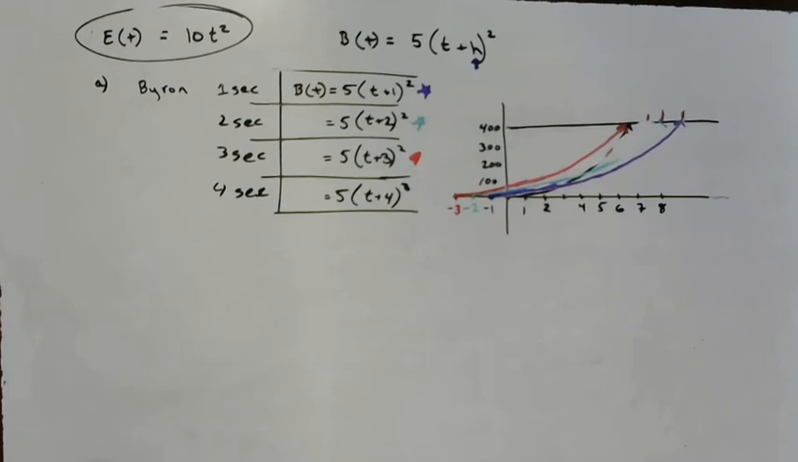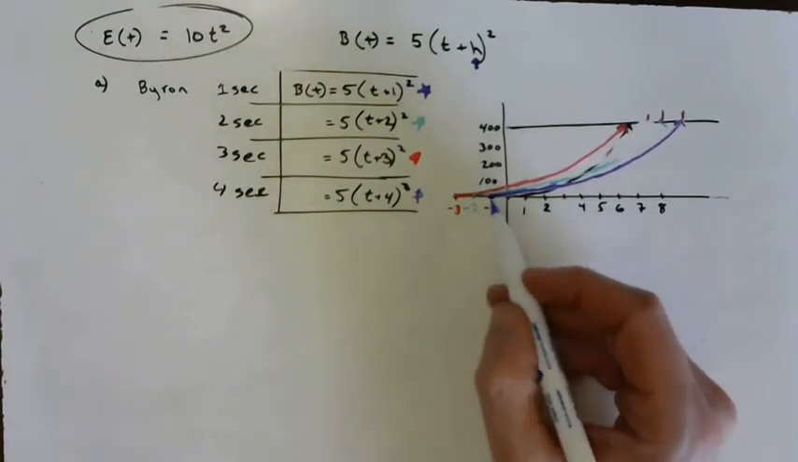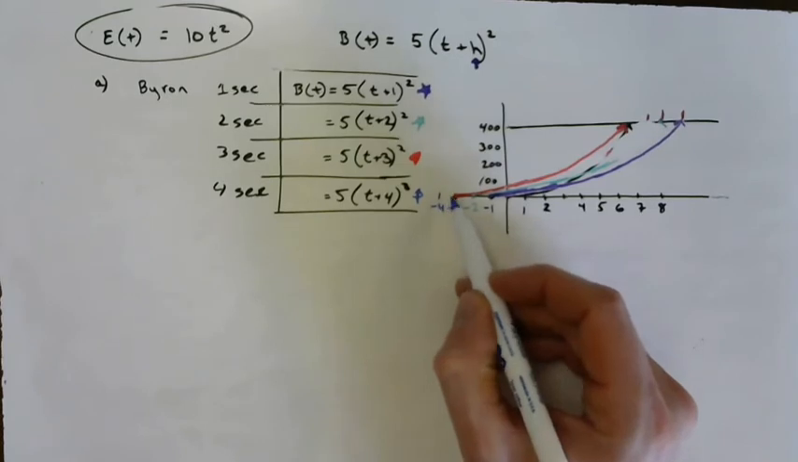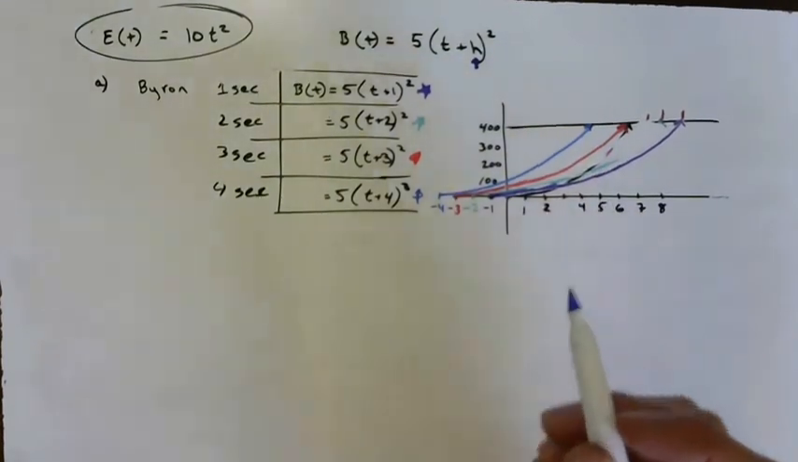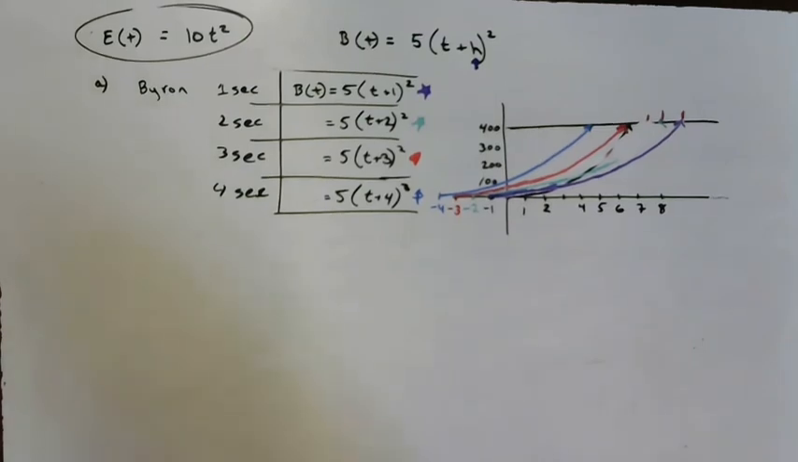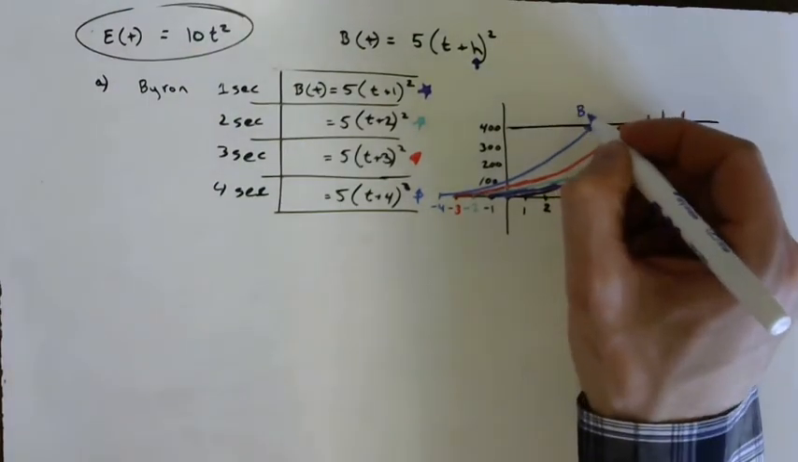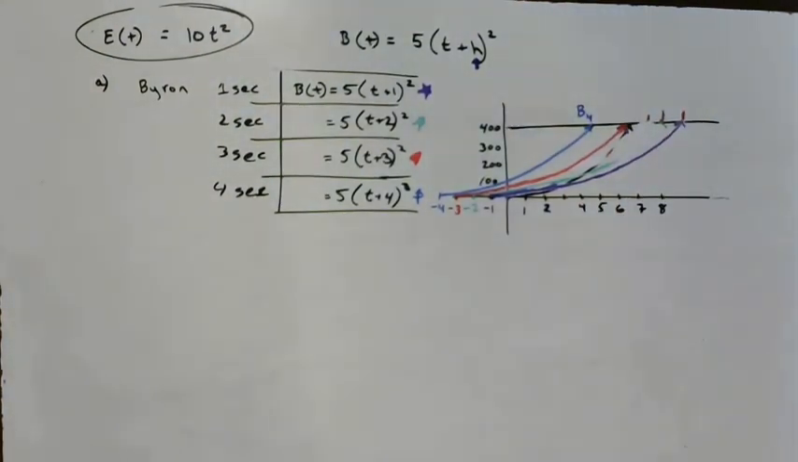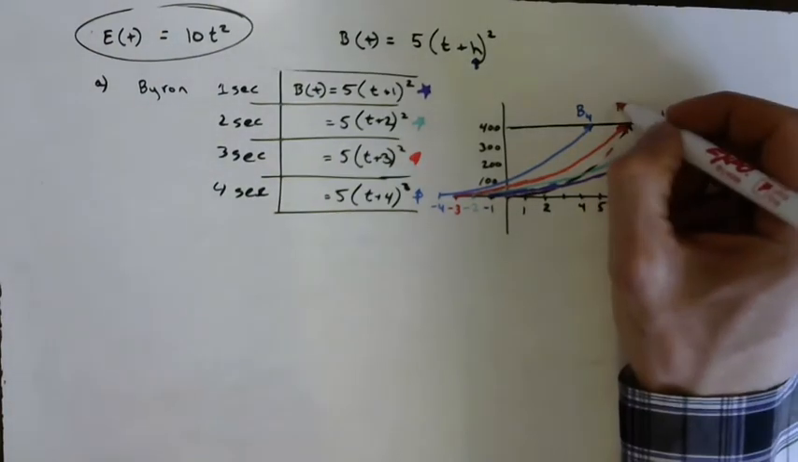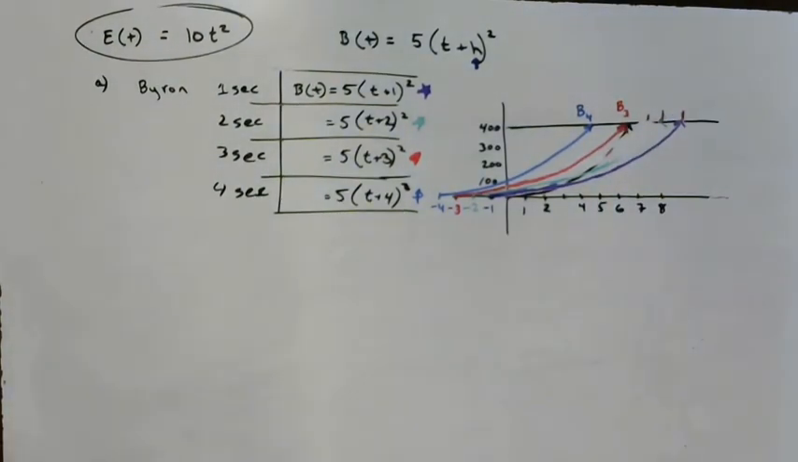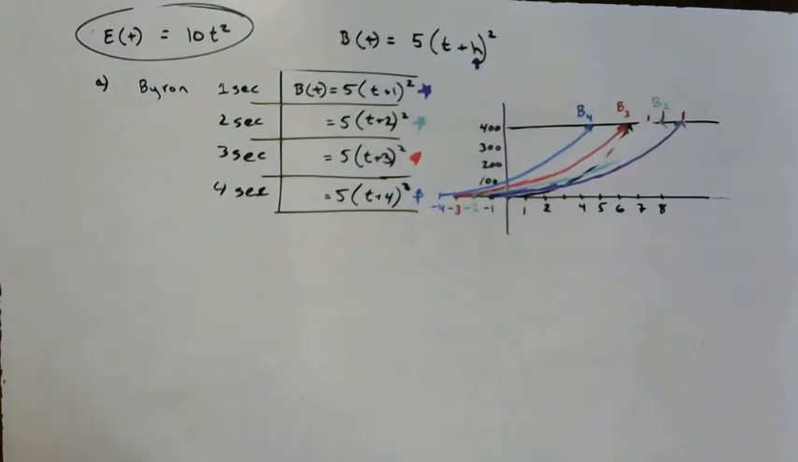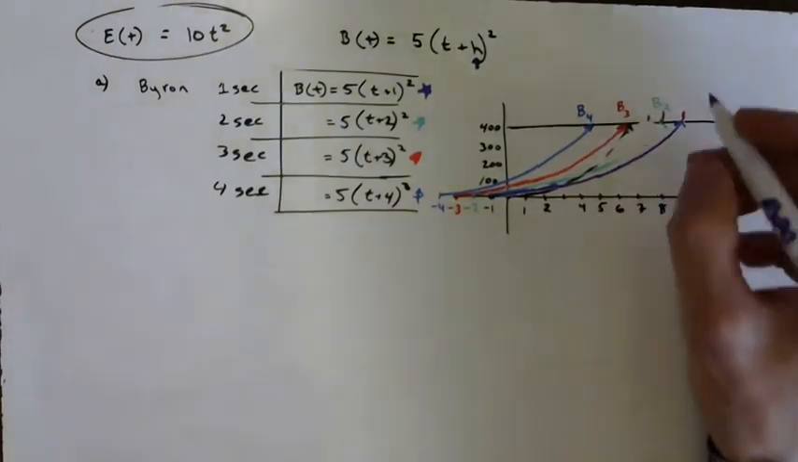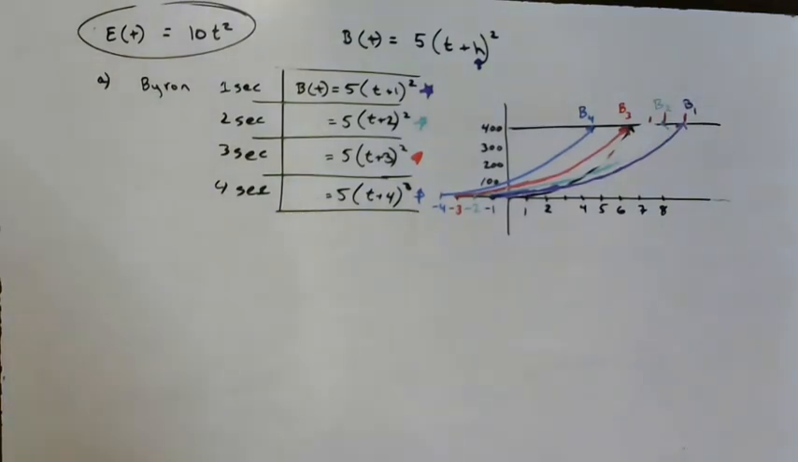And then my last one I'm going to do in blue. Just pull it back 1 more second to -4. Draw your curve. And there it is. Okay, so this one is Byron at 4 seconds. Red was Byron with a 3-second head start. Green is Byron with a 2-second head start. Purple is Byron with a 1-second head start.